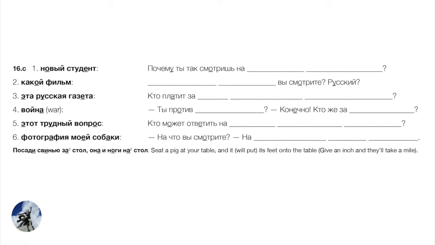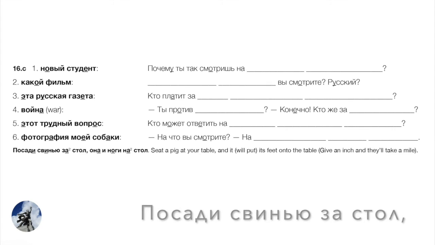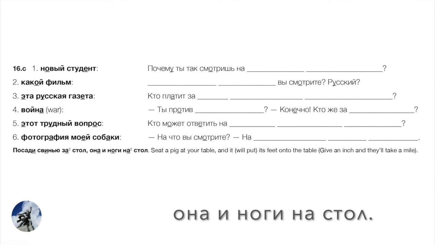Here's one of my favorite Russian proverbs. Sort of like in English, we say, give someone an inch, they'll take a mile. A Russian пословица says, посади свинью за стол, она и ноги на стол. Seat a pig behind your table, or we'd say at your table, and she, so to speak, or of course it, feminine, and the feet onto the table.